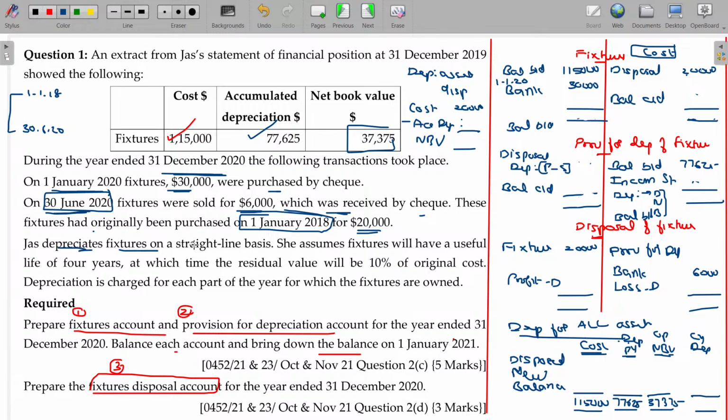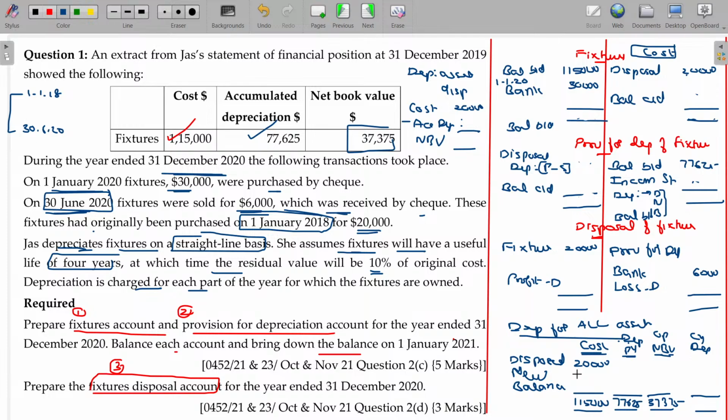JAS depreciates fixtures on straight line basis. She assumes fixture will have a useful life of 4 years, and the residual value will be 10% of the original cost. Depreciation is charged for each part of the year also, for which the fixtures are owned. Now, the disposed asset, their cost being how much? 20,000 rupees.